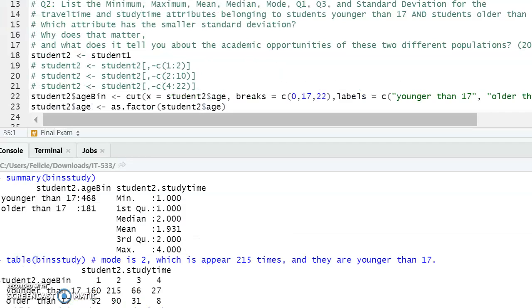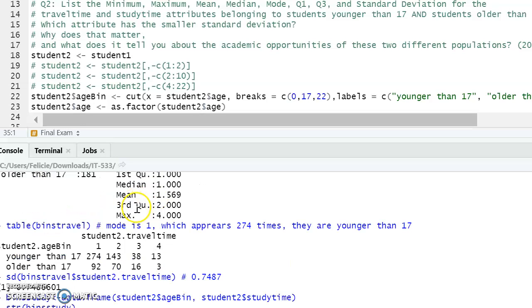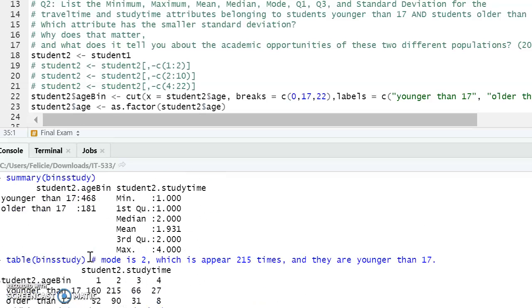My question 2: assign the age into two groups, younger than 17 and older than 17, and run the different groups to get the group which is related to the study time and the travel time. Here is the output of my table for students younger than 17 and older than 17, and their travel time. The observation is that the mode of both younger than 17 and older than 17 is one-time travel, and the study time mode is 2. So both of the two groups have the same mode in study time and travel time.